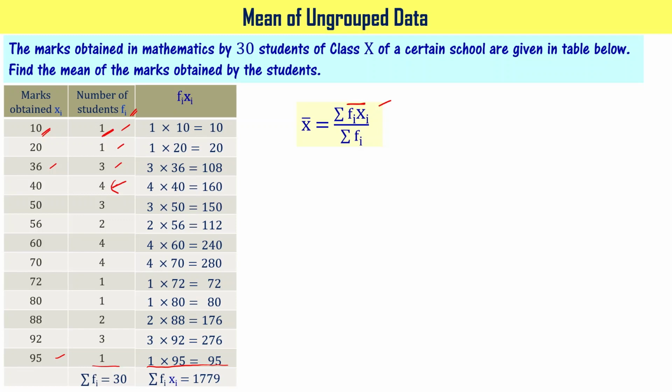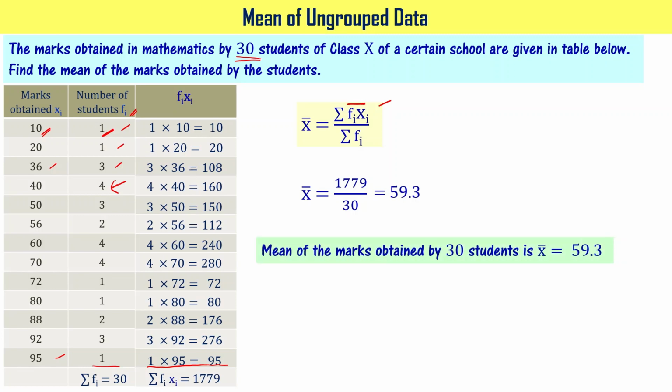Anyway, you can add all these numbers 1 plus 1 plus 3 and so on, so that when you add, you get sigma fi as 30. That is essentially equal to the number given in the problem statement, that 30 students, right? Now let's substitute these values into the formula given, that is x bar equal to sigma fi xi divided by sigma fi. When you substitute and simplify, you get x bar as 59.3, right? Let me write it. Mean of the marks obtained by 30 students is x bar, that is equal to 59.3.